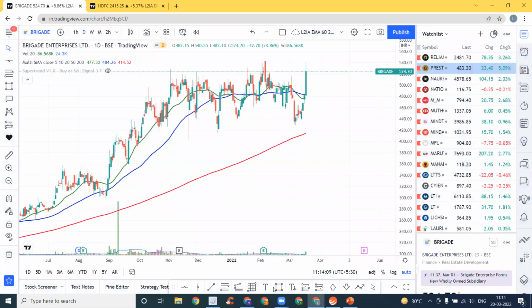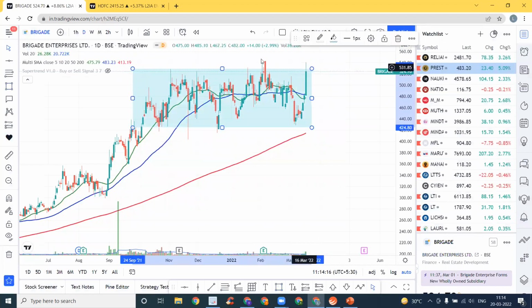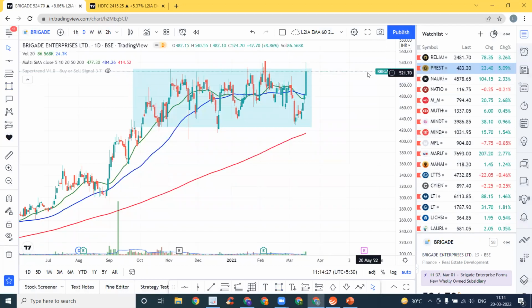Parallel kind of movement. You can see the same kind of movement, but still it is moving out of the box. It tried here. There was a false breakout, but here it is trying to move out. It is actually the week has gone out. So let's see if the stock will do better.